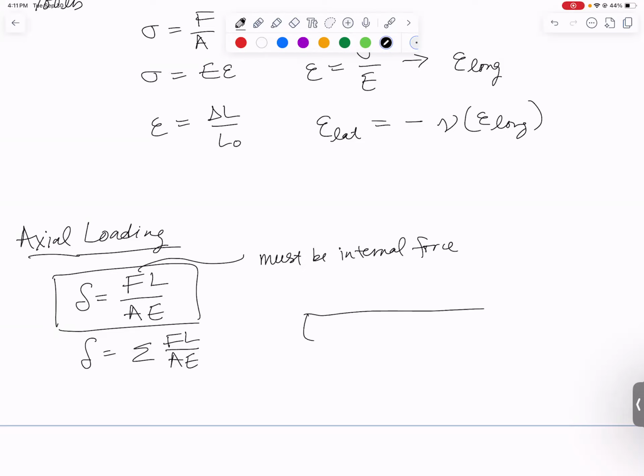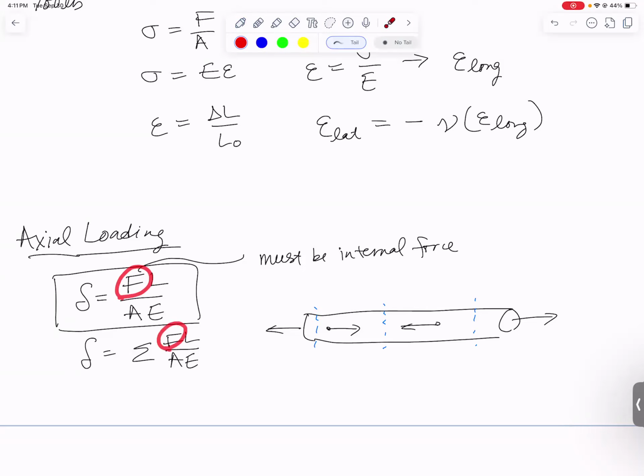The picture for axial loading is all of your loads are basically lined up in the direction of the axis. And if it looks like this, you're going to need to take cuts in each section where the loading changes in order to find the internal force in that part of the bar. And that is the force that goes into either of these equations.